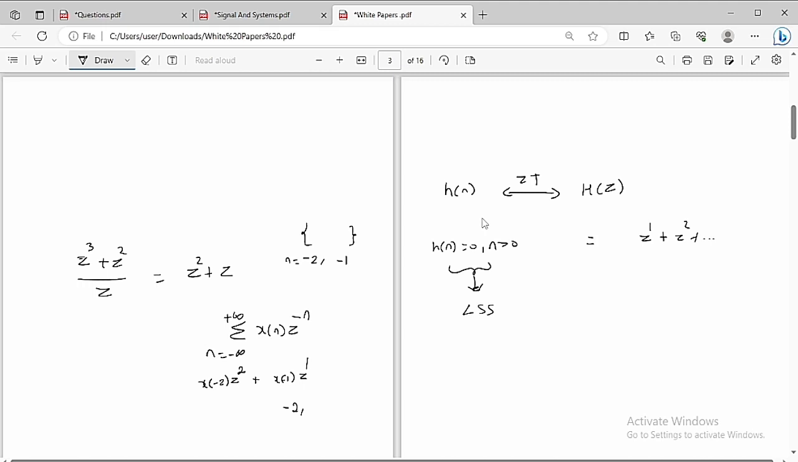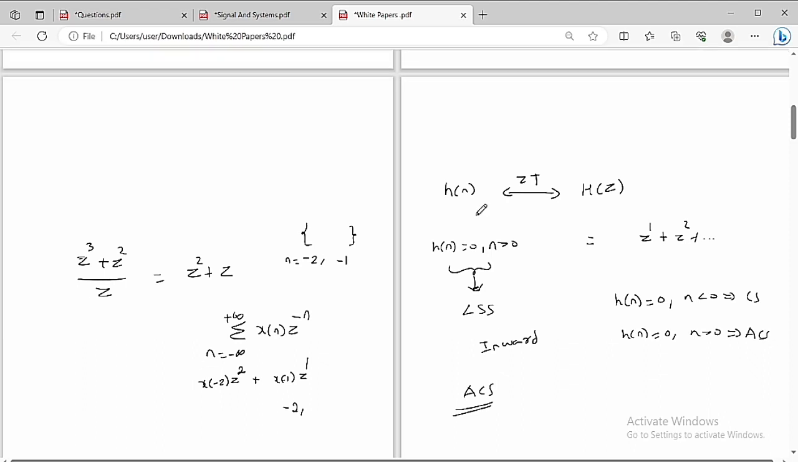If this is a left sided signal, then the ROC is inward. And I already told you what a causal signal is. Causal signal means if h of n is equal to 0 for n less than 0, then we say it is a causal signal, right? What is the opposite of this one? H of n is equal to 0 for n greater than 0, then we say it is an anti-causal signal. In this case, this is nothing but an anti-causal signal. That is the reason, the opposite of that one.